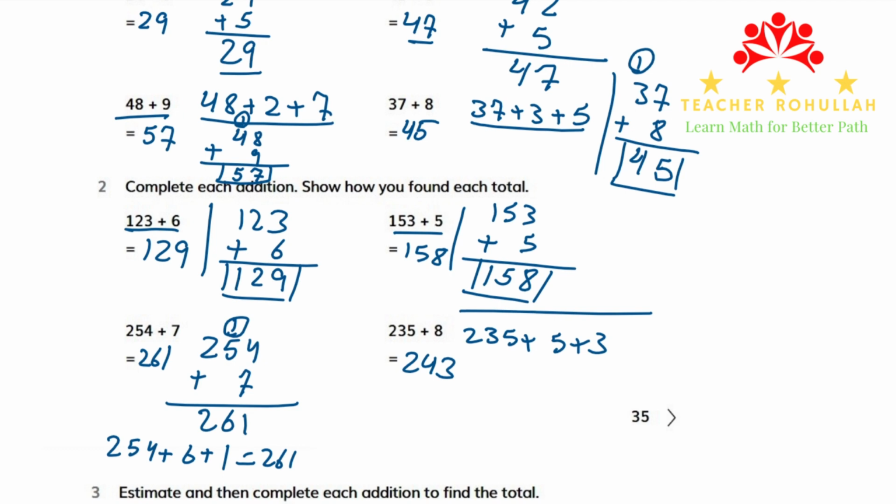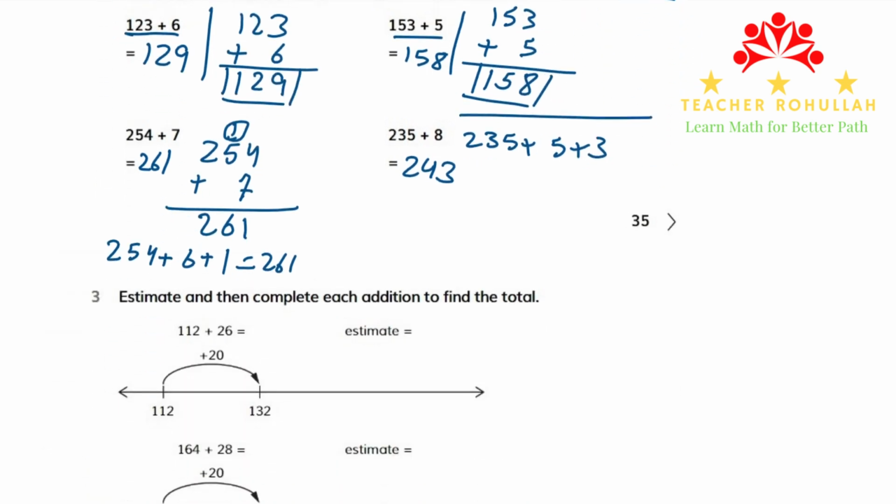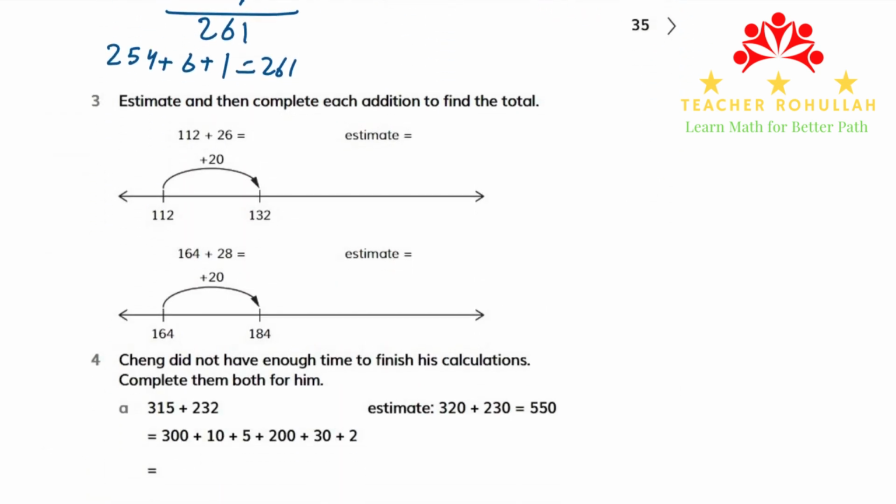Let me scroll down to move to question number 3. In question number 3, it says, estimate and then complete each addition to find the total. We have a 2-digit number, we have a 3-digit number, and a 2-digit number.